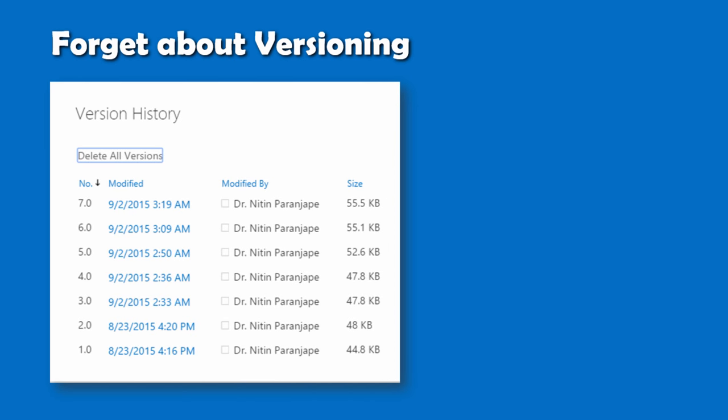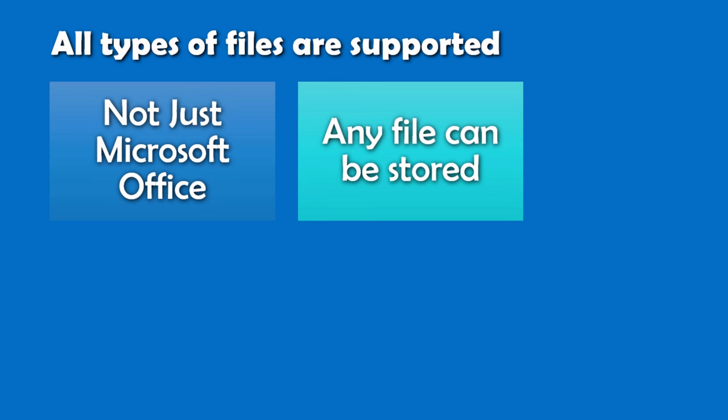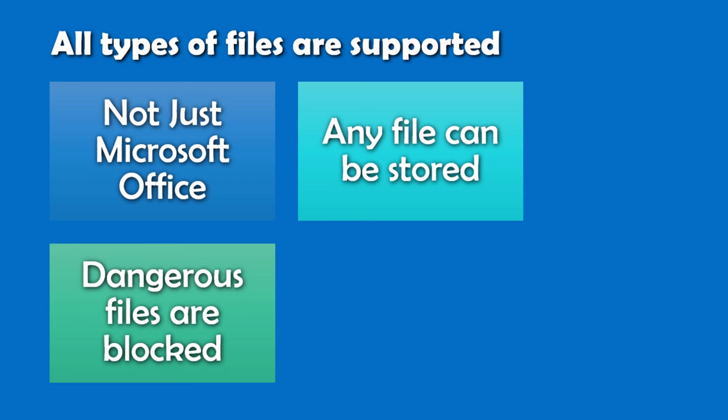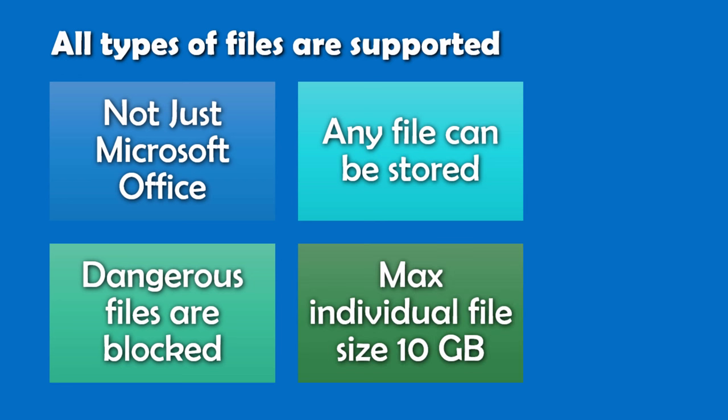Anytime a file is changed and saved, the previous copy is automatically saved as a version. You can view and compare all the past versions anytime. OneDrive is not just for Microsoft Office files. You can put any kind of file on OneDrive, whether it's a text file, CorelDRAW or Photoshop or AutoCAD, it doesn't matter. Of course, for security reasons, some kinds of files are blocked. An individual file can be up to 10 GB in size.